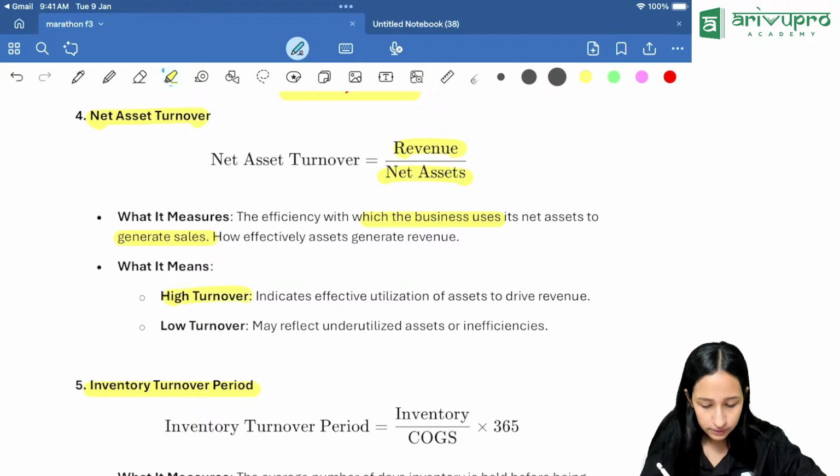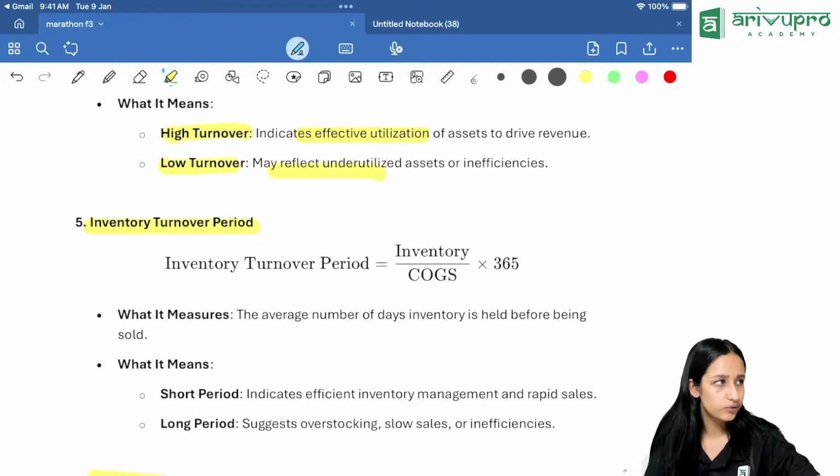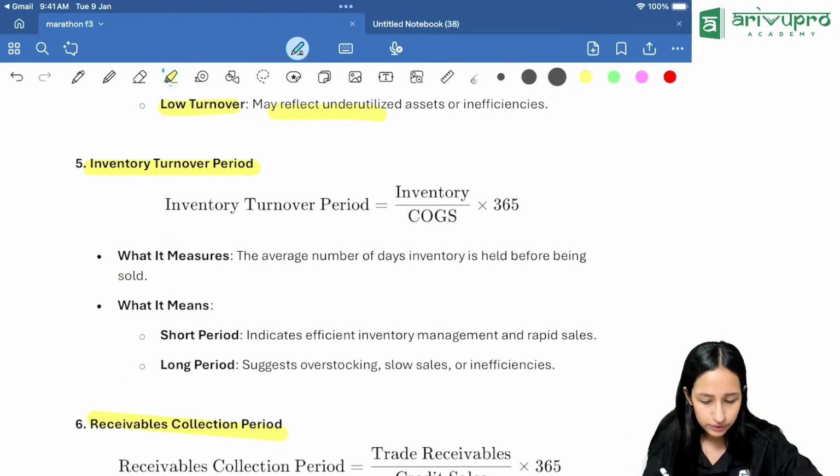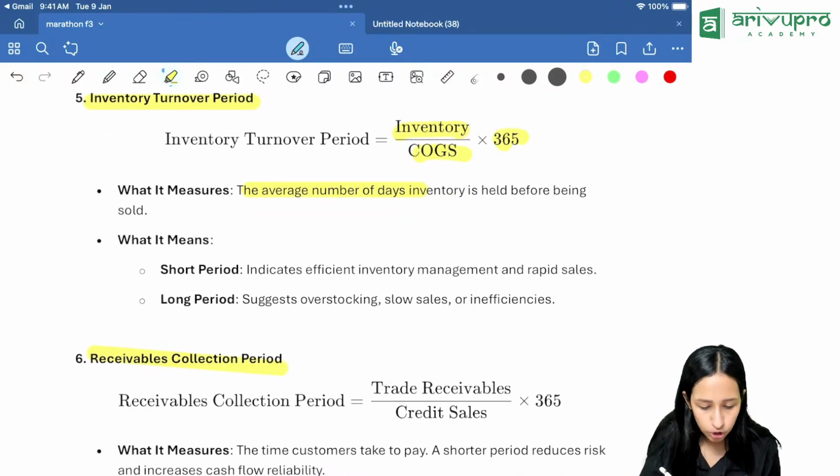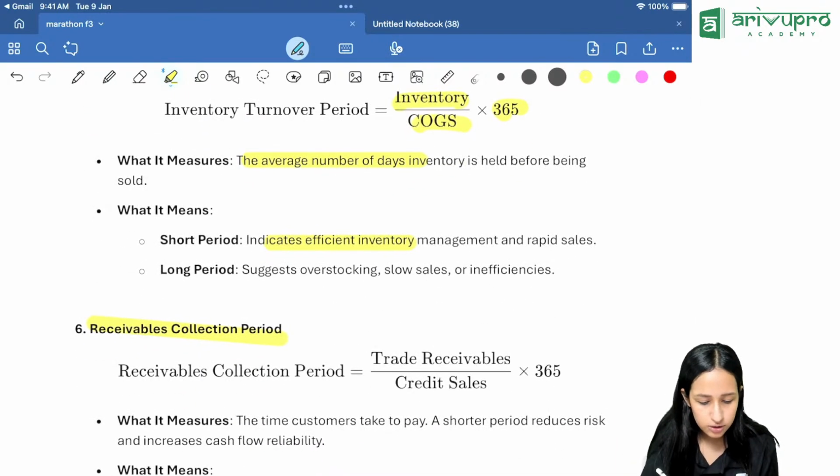High turnover indicates effective utilization of assets. Low turnover may reflect underutilization. Inventory turnover, inventory by cost of goods sold into 365. What does it measure? The average number of days inventory is held before being sold. If it's a short period, efficient management. If it is long period, overstocking, slow sales, and so on.